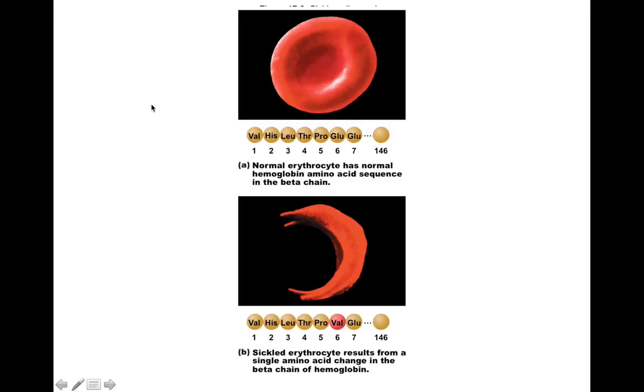So that's sickle cell anemia. We'll talk more about the pathogenesis and pathophysiology of this.